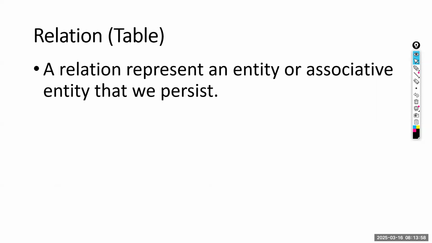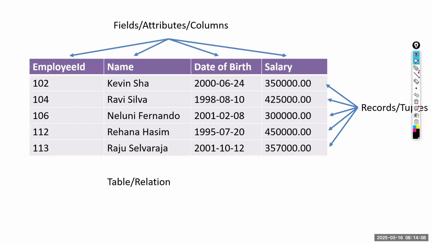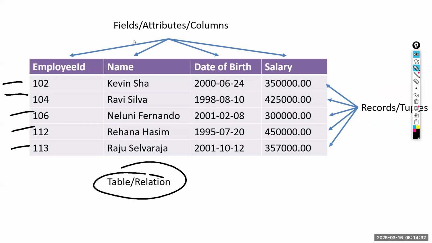Now in the table, we can save records. We can save or persist records of that entity, or entity instances. So this is how you look at a table. Your table or relation has fields, or you can still call it attributes or columns, and you have records or tuples for that table. So this is table or relation. This is field, attribute, or column.